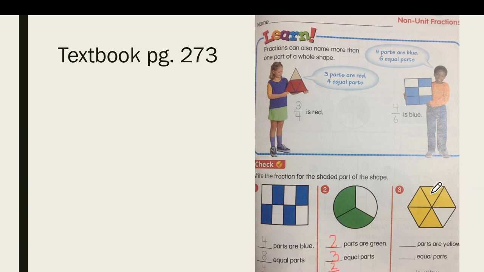Let's go to the next shape. How many parts are yellow? 1, 2, 3, 4, 5. 5 parts are yellow. How many parts are in all of the equal parts? 1, 2, 3, 4, 5, and 6. 6 equal parts. So what will be the fraction? Draw the line first. Now, which number is on the top? Number 5, right. And the number on the bottom will be 6. The fraction is 5/6, or 5 out of 6.